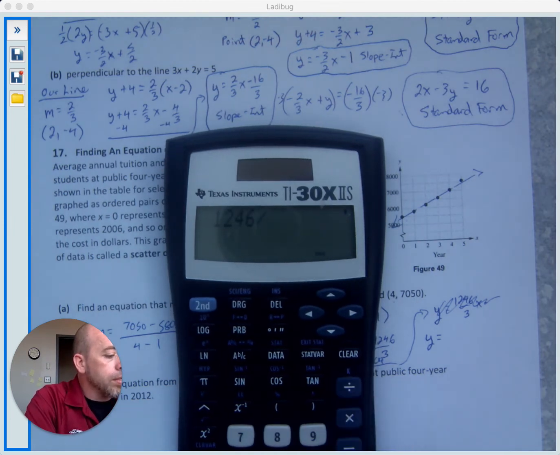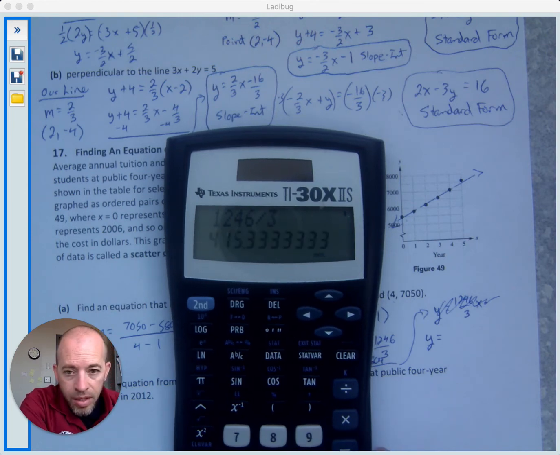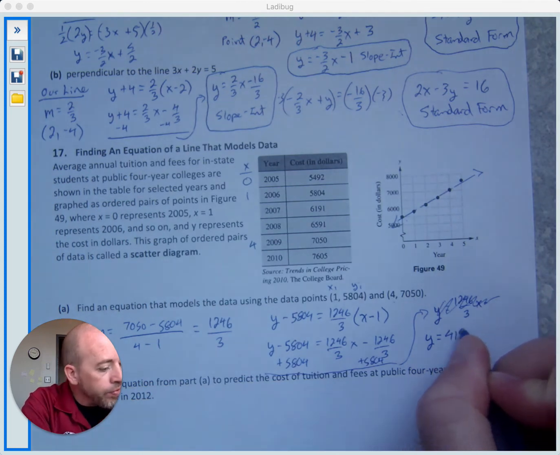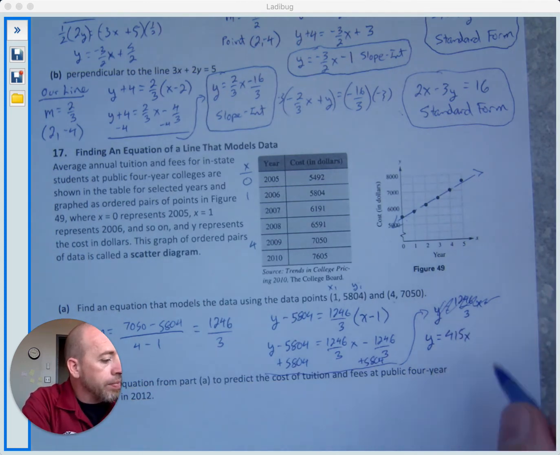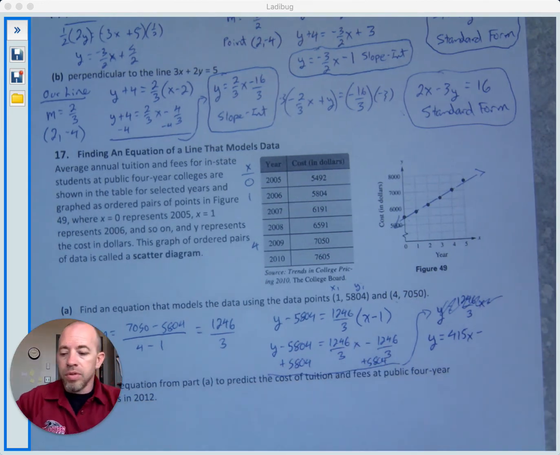1246 divided by 3 is $415.33. So I'm going to say that's about $415 times x. And then I'm going to do this part again on my calculator, so 1246 over 3, and that's a negative. So negative 1246 over 3, and then I'm going to add 5804.